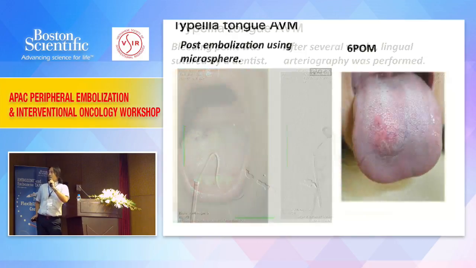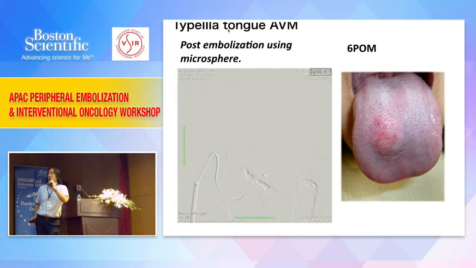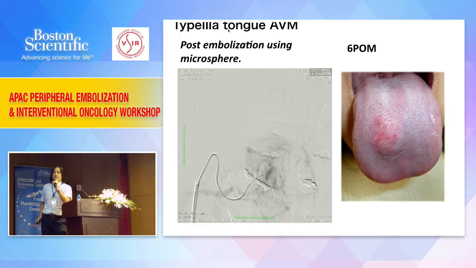So in this case, I embolize using the microsphere, like this. And now the ulcer is healing, and the AVM is getting smaller and smaller. However, maybe it's not a complete treatment.